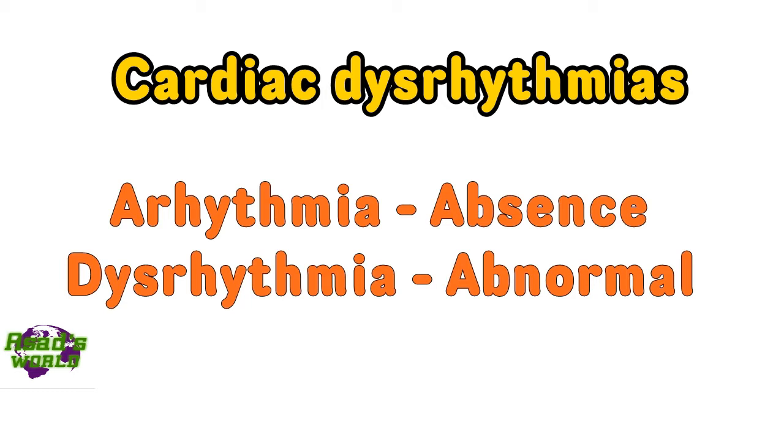So before going into this, you must know what arrhythmia is. It is basically the normal rhythm of the heart that you can observe on your ECG strip. Now what is arrhythmia? It is simply absence of a rhythm, and dysrhythmia is abnormal rhythm. They arise due to either a fault in formation or conduction of impulses.